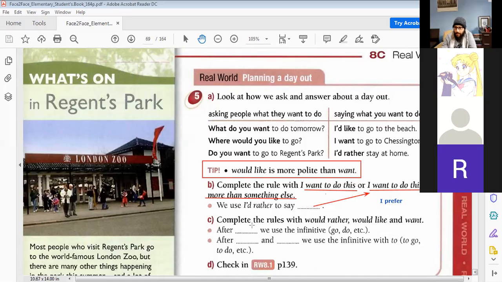All right, now let's complete the rules. So let me show you the options we have. So you can use would rather.